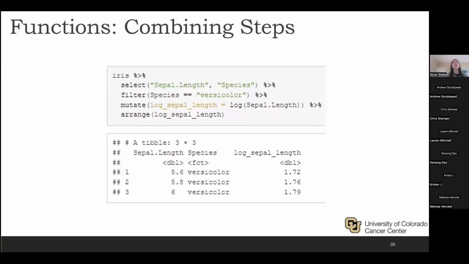And finally, as a reminder, we can put it all together with piping. So if we start with this iris data set, we can select the variables we want, then filter to a specific species, and then we can go ahead and make some transformations with Mutate. So we can create a new variable called log of sepal length, and finally we can sort it in log of sepal length. And now we can go ahead and return a data set that's performed all those steps clearly and efficiently at once.